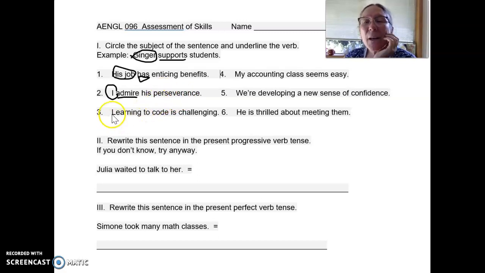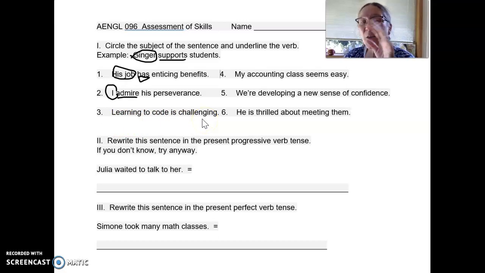Perseverance. All right, number 3, learning to code is challenging. Oh my gosh, we have a to code, we have a challenging. Those look like verbs. They all look like verbs. Verb, verb, verb, verb. No, no, no. There's only one tiny verb in this sentence. Let's do our test. We'll change it to the past. Learning to code was challenging.